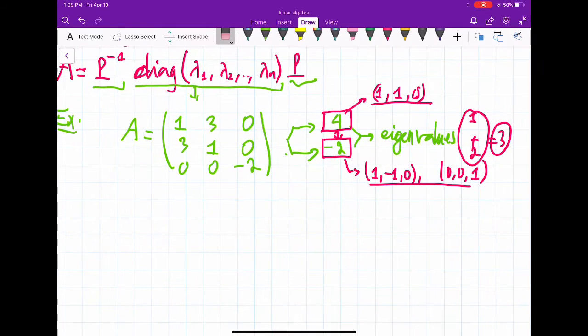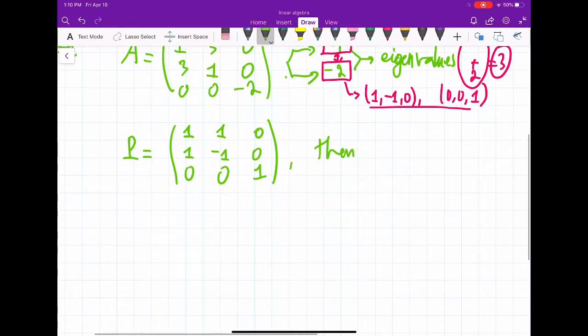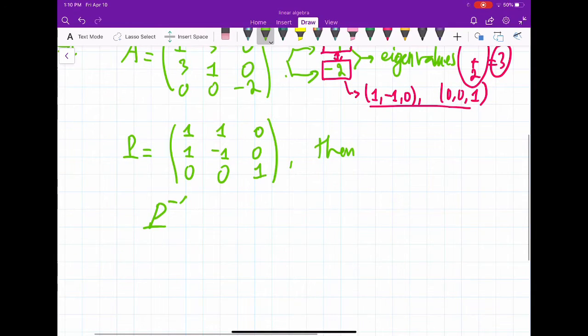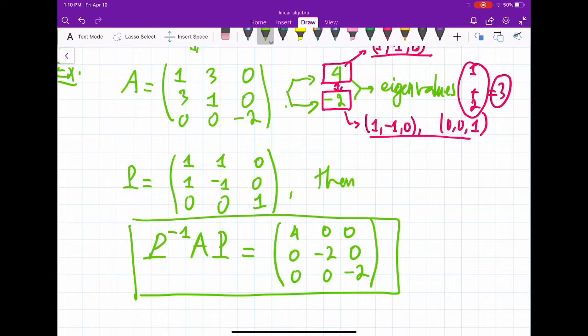If we put P equal to 1, 1, 0, 1, negative 1, 0, 0, 0, 1, then we have P inverse A P equal to 4, 0, 0, 0, negative 2, 0, 0, 0, negative 2. This is the identity I asked you to do in the previous video. It's pretty easy, just matrix multiplication. But what does it mean?